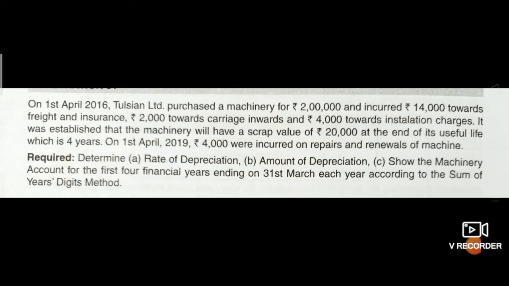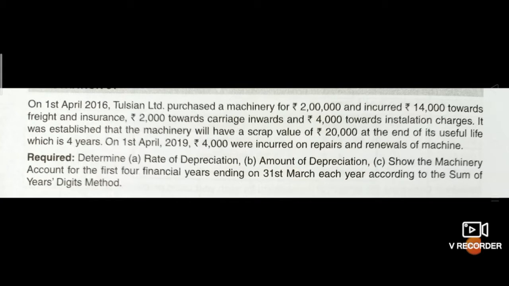See this problem. On 1st April 2016, Tulsian Limited purchased a machinery for rupees 2 lakhs and incurred 14,000 towards freight and insurance, 2,000 towards carriage inward and 4,000 towards installation charges. So the total cost of machinery will be considered as 2 lakhs plus 14,000 plus 2,000 plus 4,000, that is 2 lakhs 20,000. It was estimated that the machinery will have a scrap value of rupees 20,000 at the end of its useful life, which is 4 years. So cost minus scrap value will be 2 lakhs 20,000 minus 20,000, that is 2 lakhs. Estimated useful life of this machinery is 4 years.